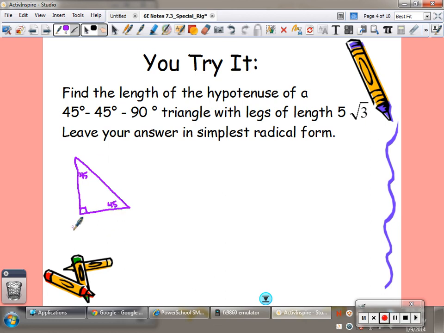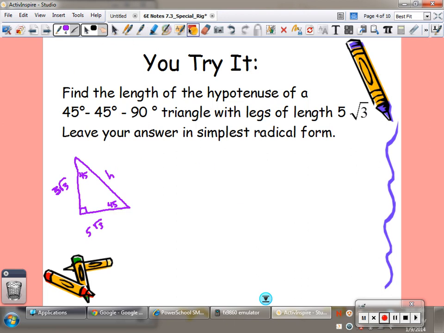So 45, 45, 90. The legs are 5 times the square root of 3. And then we're looking for the length of the hypotenuse. So then I'm going to set up my table.